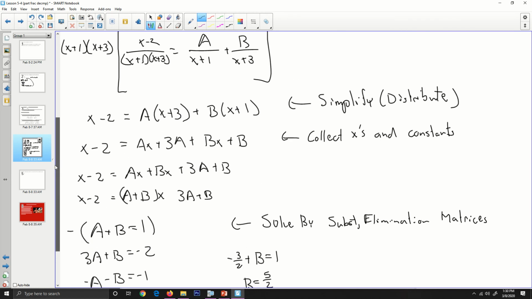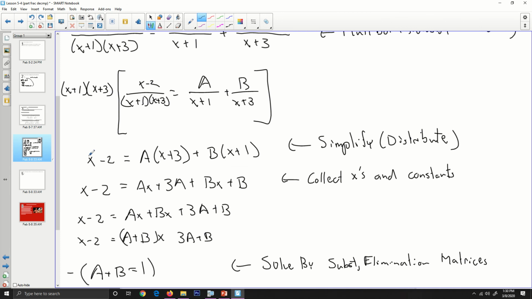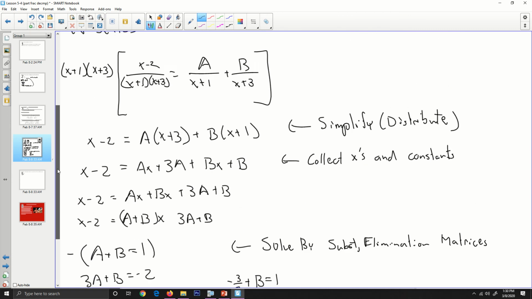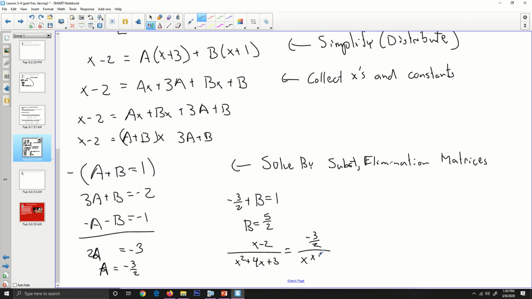So my final answer, remember we're trying to solve for this, will be x minus 2 over x squared plus 4x plus 3 is going to equal negative 3 over 2 over x plus 1, and then 5 over 2 over x plus 3. And it's okay for us to have fractions there, as long as I didn't make a mistake.